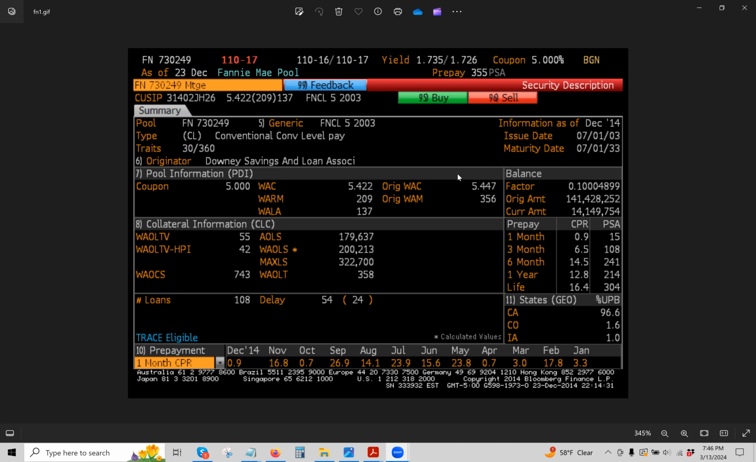So here is an example on the screen of a screenshot. This is basically what you see on the terminal, and there would be different tabs and different pieces of information based on which screen you're looking at, okay? Now, this particular one, when you look at the top here, you will notice that it says Fannie Mae pool. So this is basically a Fannie Mae pool, a Fannie Mae related securitization pool. Okay.